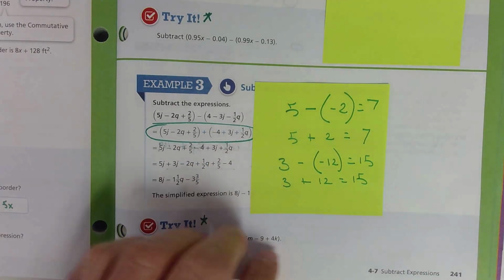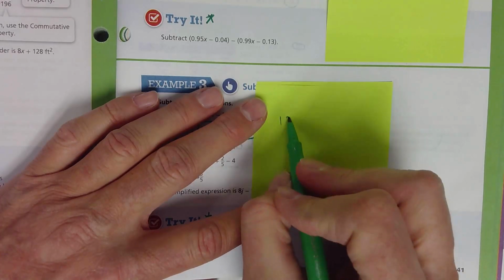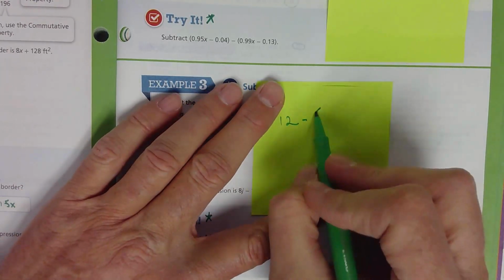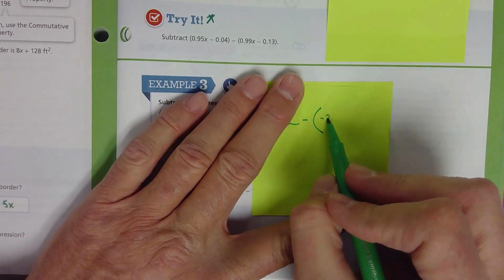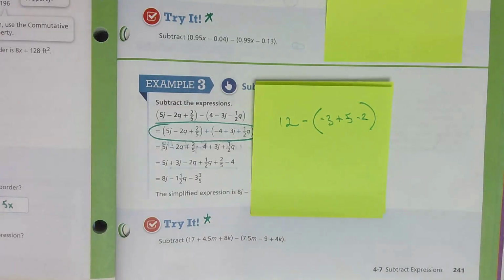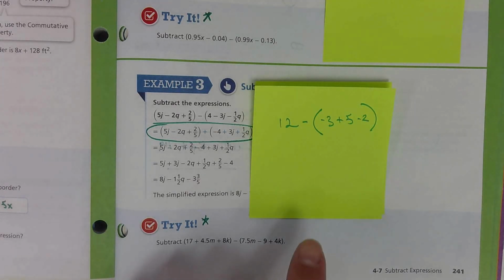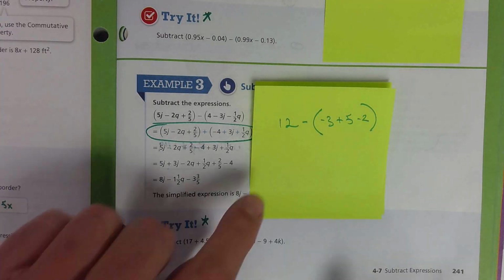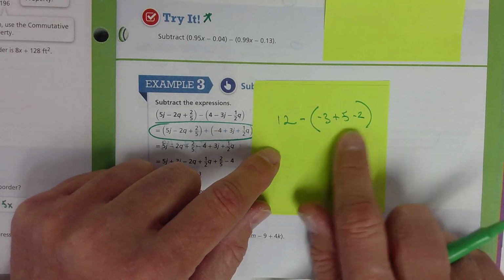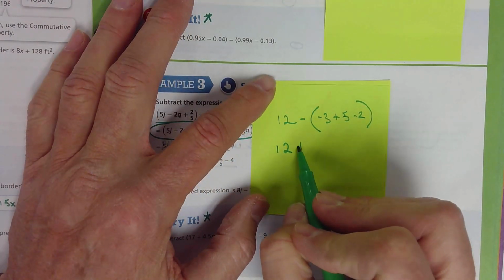Now, these were pretty simple. Some of them might be a little more complicated in the sense that, let's say I had 12 subtracting, and then in parentheses, a -3 plus 5 minus 2. Now, of course, they're going to have variables in there. Some of these might be decimals. Some of them might be fractions. But the same rule applies to everything that's in the parentheses. So it's 12. Now I'm adding.